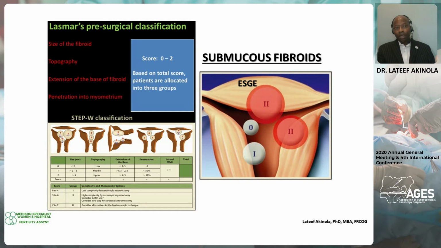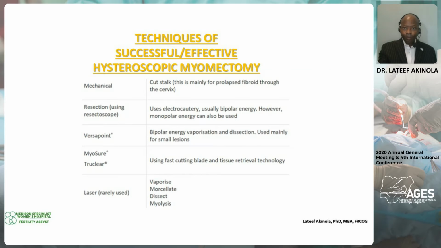I prefer to use the LASMAR pre-surgical classification because it takes cognizance of the size of the fibroid, the topography, the extension of the base of the fibroid, and the penetration of the myometrium, and you can use this to calculate a score. Based on this, you can determine the ease of removing the fibroids either in the theater or in the office, or whether the fibroid is not amenable to treatment by hysteroscope. These are available on the internet, so I won't go into too much detail here.